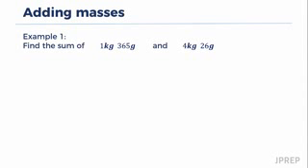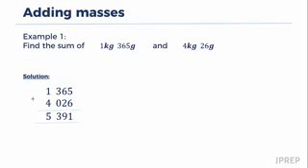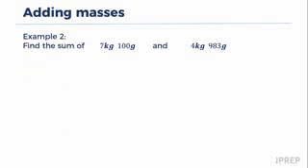We can add masses just like we did for capacities. For instance, in this example, we've been asked to add 1 kilogram 365 grams to 4 kilograms and 26 grams. To solve this, we simply align these and then add them as we normally do in our long additions. When we work this out, we will have 5,391. This means we have 5 full kilograms and then 391 sub-units, which is the grams.